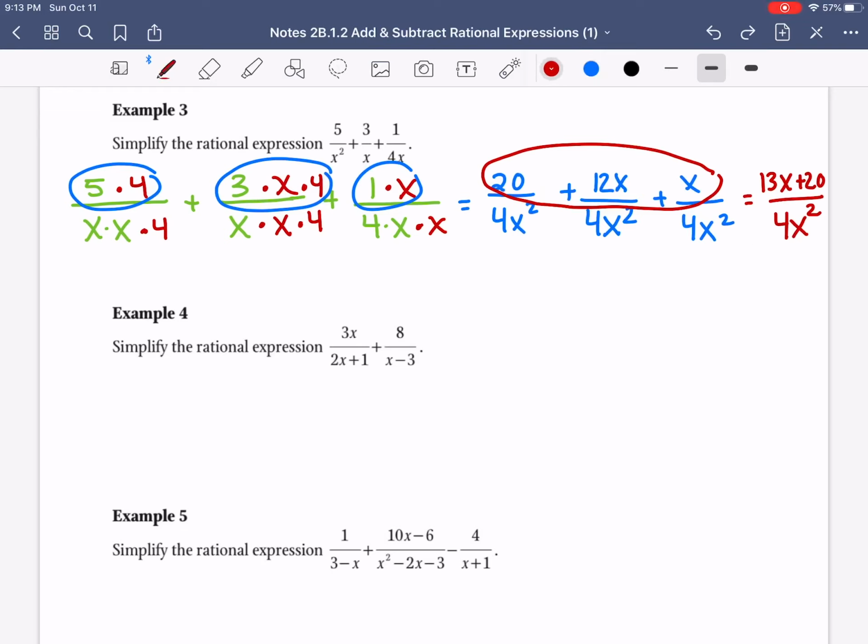so that's just my final answer. I do have one invalid value. It's the same for all of them. If you plugged in 0 into any of these original denominators right here, they would all give me 0. So I just say x can't be 0.